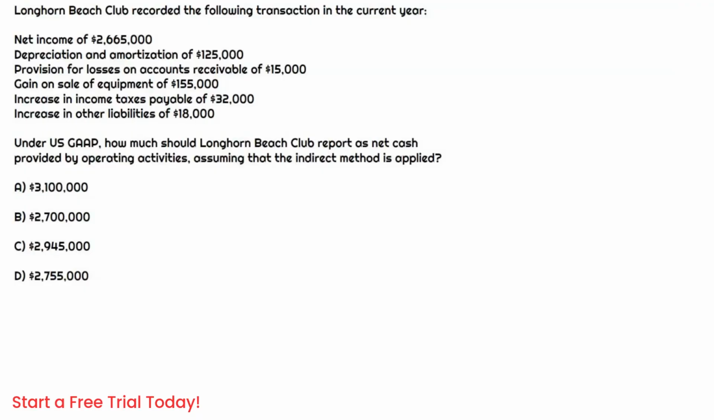So we're back at the Longhorn Beach Club, and this time around they need us to prepare the operating section of the cash flow statement. And we should know that we can either use the direct or indirect method. Now Longhorn Beach Club, they have chosen to use the indirect method. So we need to understand how to perform that setup.